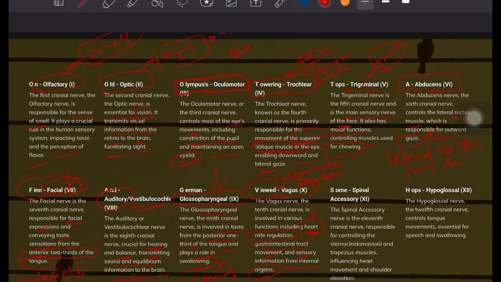Next is the spinal accessory nerve. It's the 11th cranial nerve and responsible for controlling the sternocleidomastoid and trapezius muscles, influencing head movement and shoulder elevation. They can ask a question, shoulder elevation and head movement is responsible for which nerve? It is the accessory nerve. This is the eleventh cranial nerve.